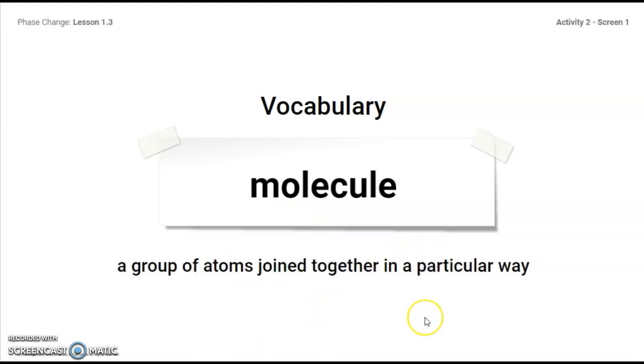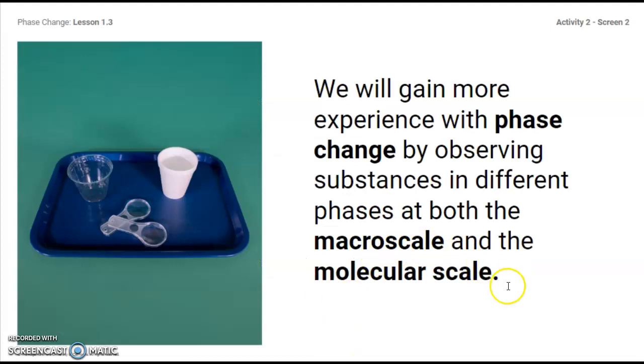And then we're going to look at the other vocabulary, which is molecules. Molecules are just a group of atoms that are joined together in a particular way. And we're going to gain more experience with phase changes by observing substances in different phases at both the macro scale and the molecular scale. Okay, so think about that. Macro is big, we can see it with our eye. Molecular scale is small, we need something to help us be able to see it.